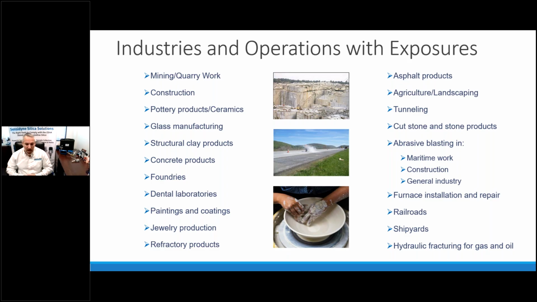asphalt products, agriculture and landscape. If you think about, 15% of the Earth's crust is made of silica, and all the tilling and all the heavy equipment that is running in the agriculture and landscaping industries is commonly aerosolizing this material, which again makes it more hazardous to those farm workers. Tunneling operations, stone cutting operations, particularly I talked about those kitchen countertops. And then there's many abrasive blasting within multiple industries. So maritime work, abrasive blasting in construction, as well as general industry.